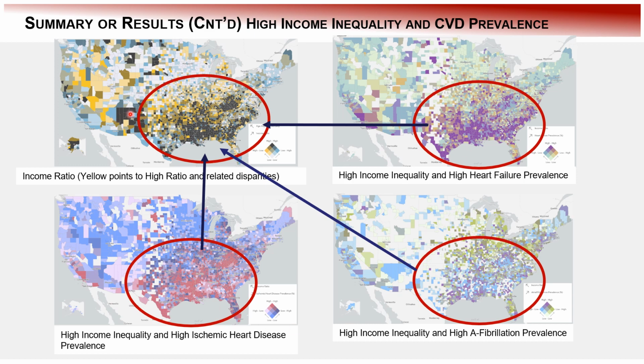Thus, looking at the upper left map, we can infer that high income inequality relates to high age-adjusted mortality from cardiovascular diseases such as heart failure, atrial fibrillation, and ischemic heart disease.